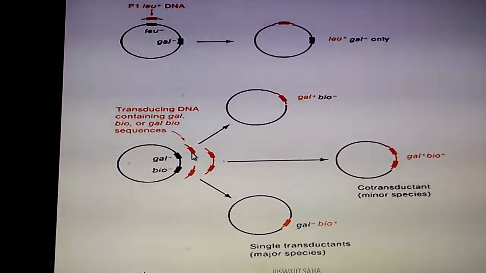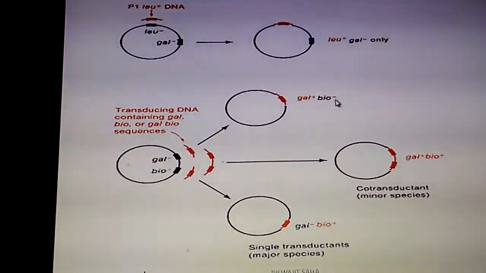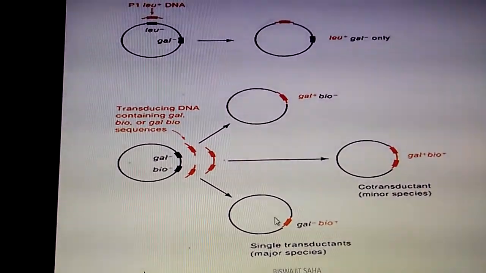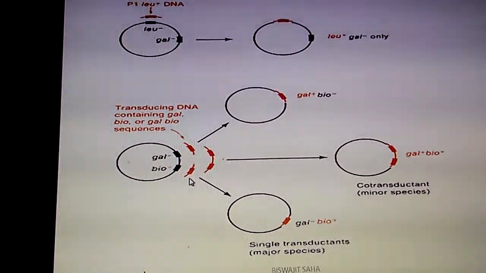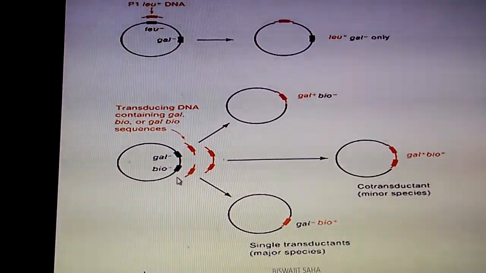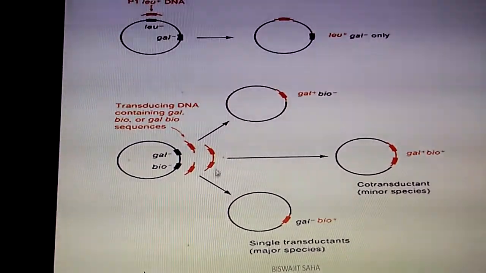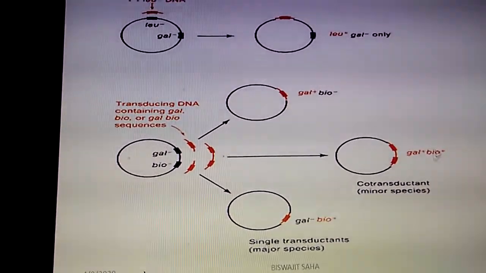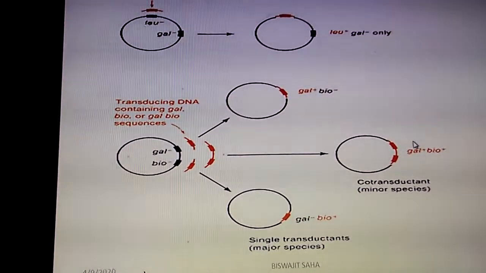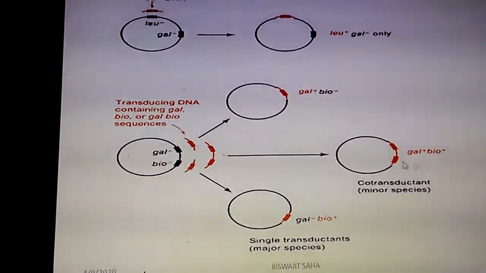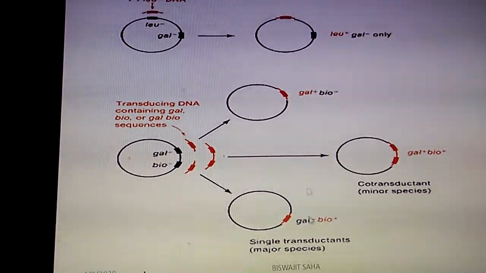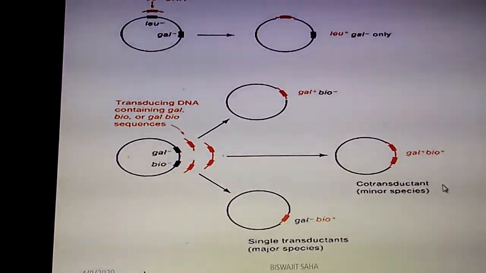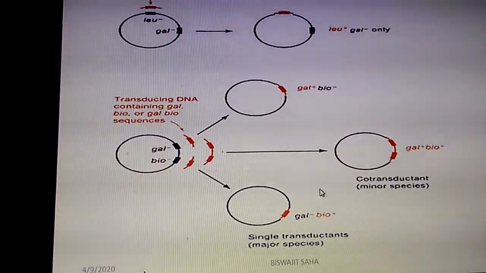If it carries only galactose gene, then it will generate Gal plus Bio minus. If it carries only biotin genes, then it will generate Gal minus Bio plus, because nucleus can sometimes be cut mistakenly between the Gal and Bio genes. But if it produces a fragment that contains both Gal and Bio genes, then ultimately you can generate a Gal plus Bio plus particle. So co-transduction will be formed. It is a minor species, but these are the major species because these are the single recombinant, and the double recombination frequency will always be lower than the single recombination frequency.